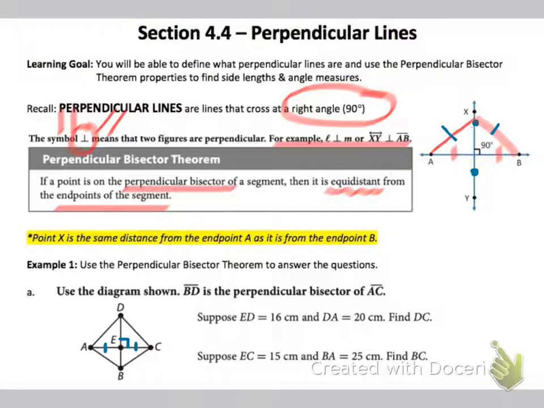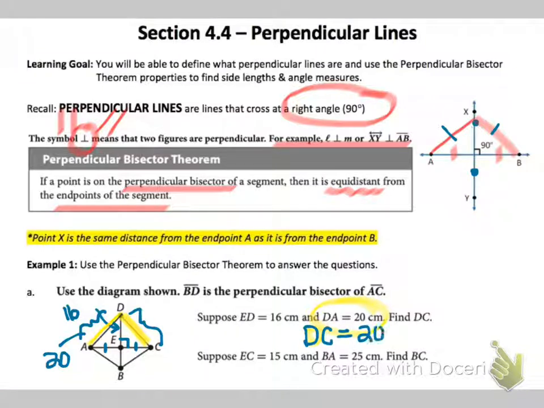Okay. And they went on to say, well, suppose the distance from E to D, so right here, this length right here, is 16. And suppose from D to A, so that's, I'm going to highlight that in a color. Let's go yellow right here. And that is 20 centimeters. They want us to find DC. Well, first of all, DC right here would have to be the same as AD, right? Because, again, that's the perpendicular bisector of the segment, so those would have to be equal, so DC would have to be 20 centimeters.